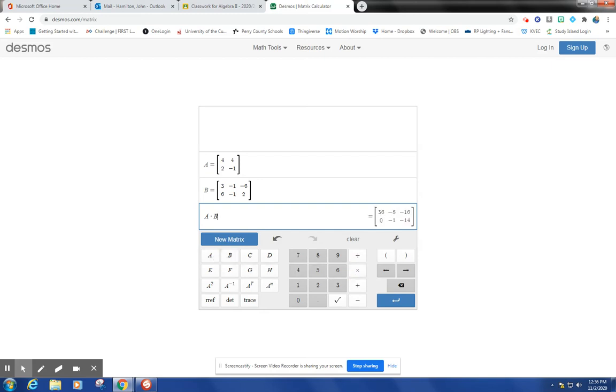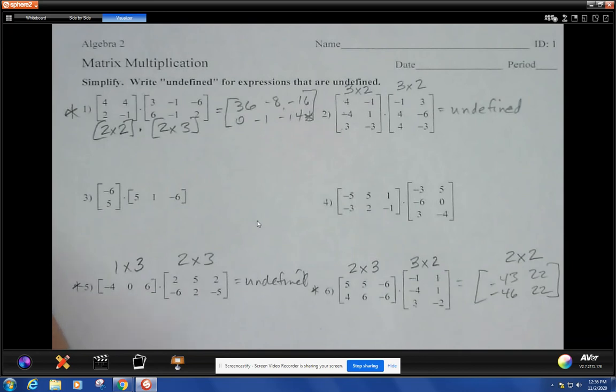And I want you to look at what happened. Here we go again, where it is giving us an answer. All right, so I'm going to write this down real quick. We got 36, -8. We got -16. And on our second row, we have 0, -1, -14. So let's go back real quick, and here's kind of like the finale.